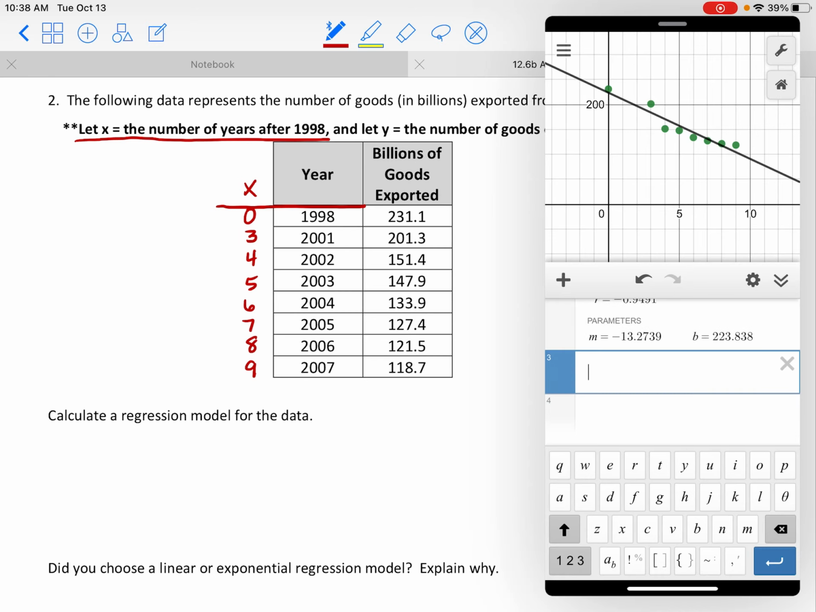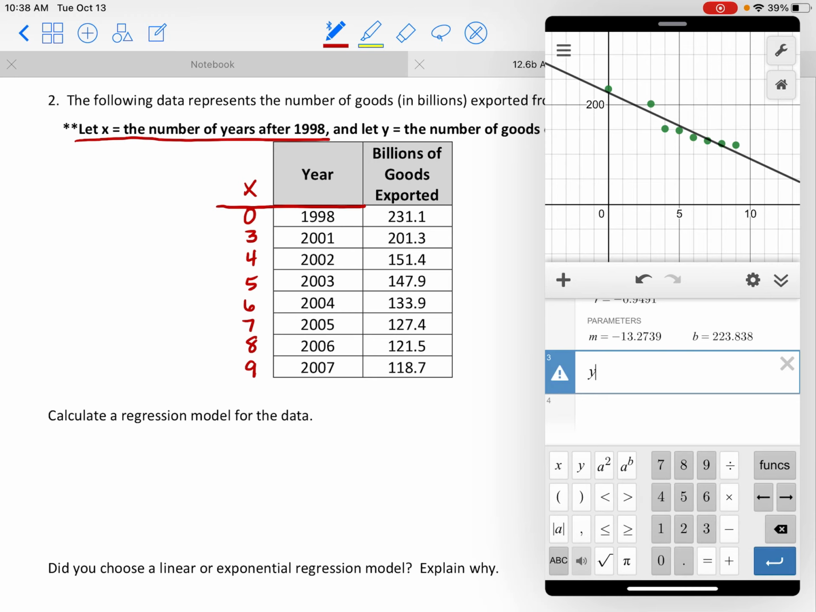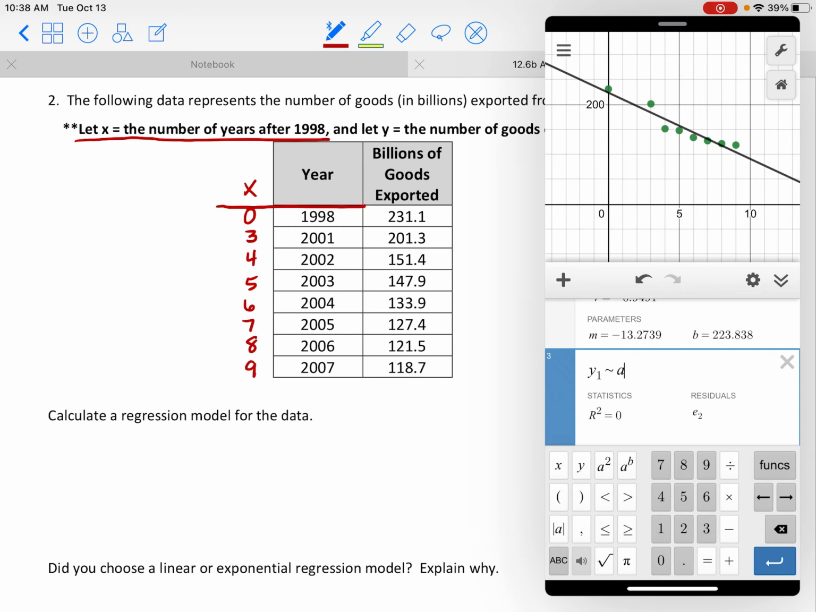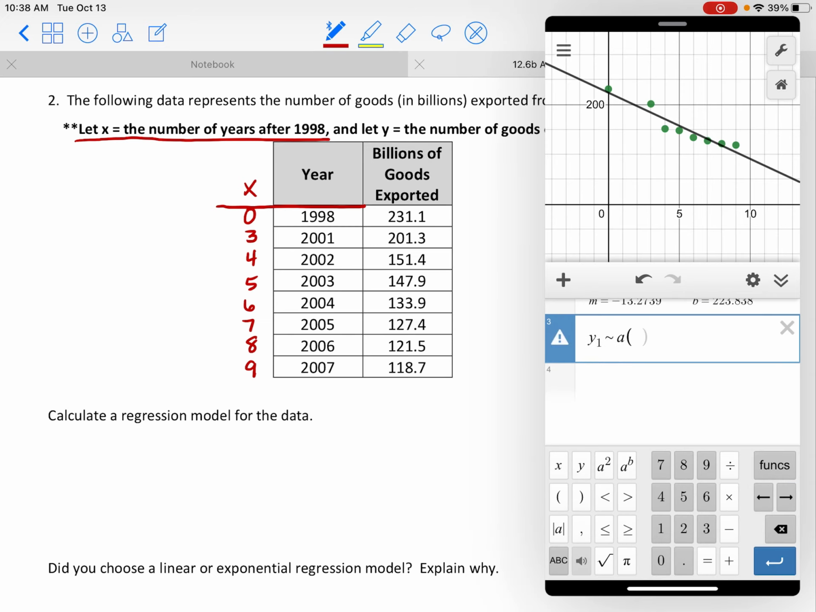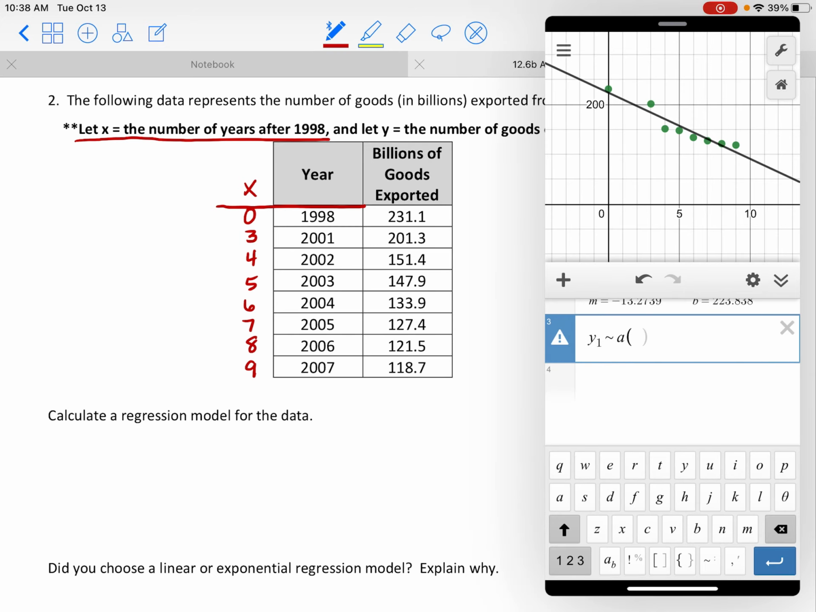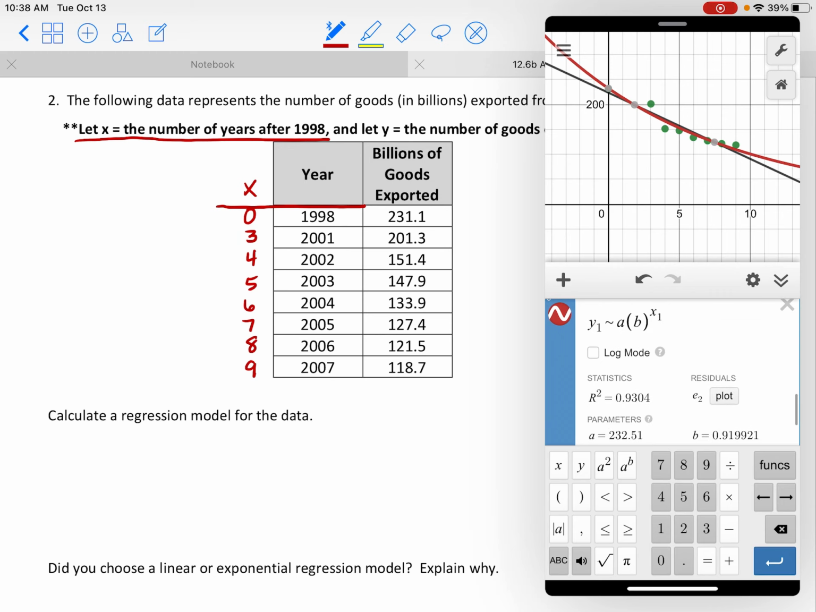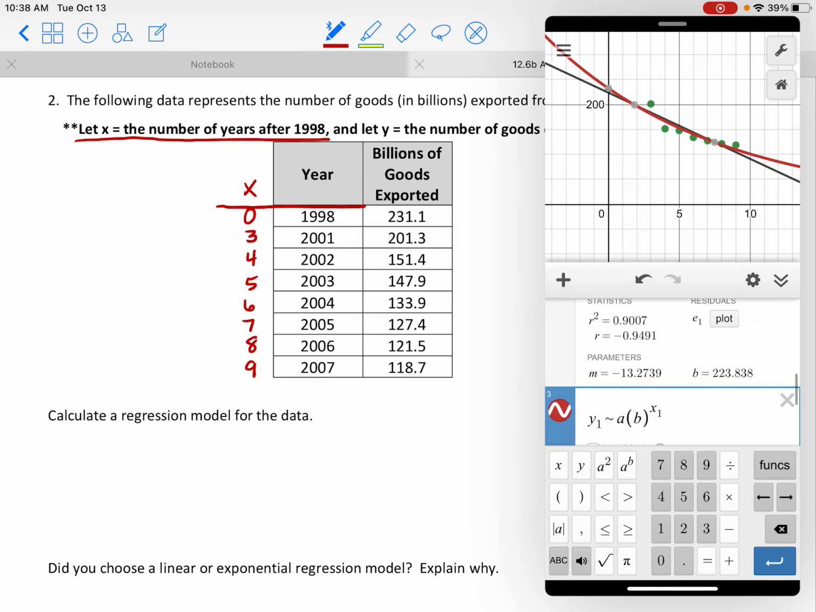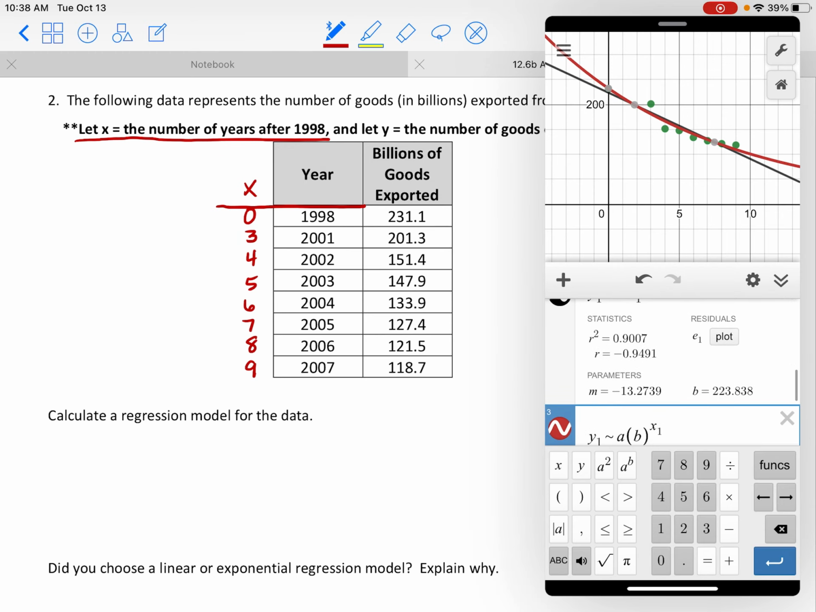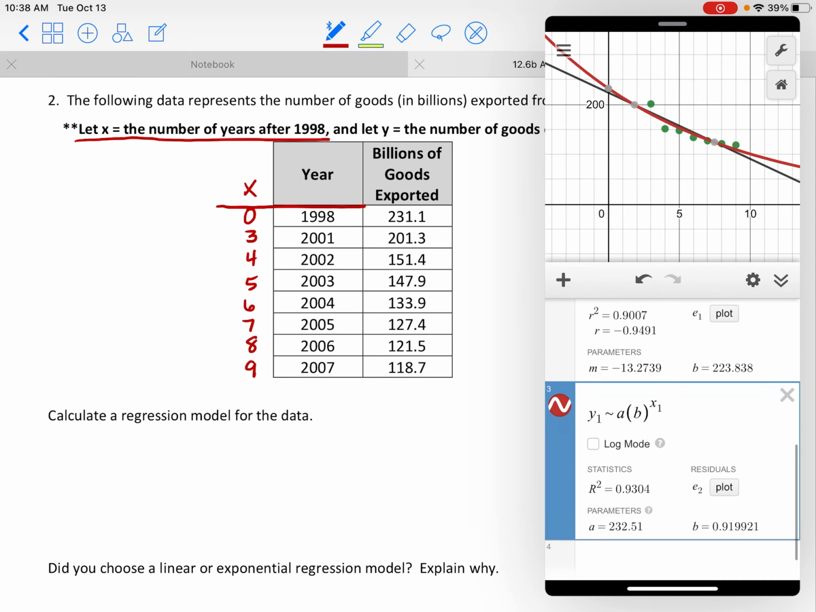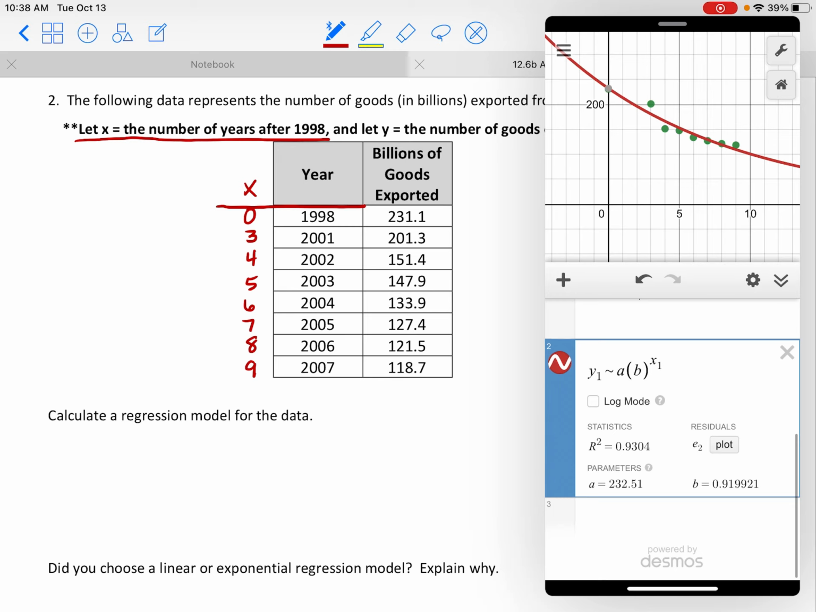Let's go with the exponential, y1 tilde a, parentheses b, and then raise that to the x1 power, and r squared is 93% there. So 0.9007 is pretty strong, but 0.9304 is stronger. So this time we're going to go with the exponential.